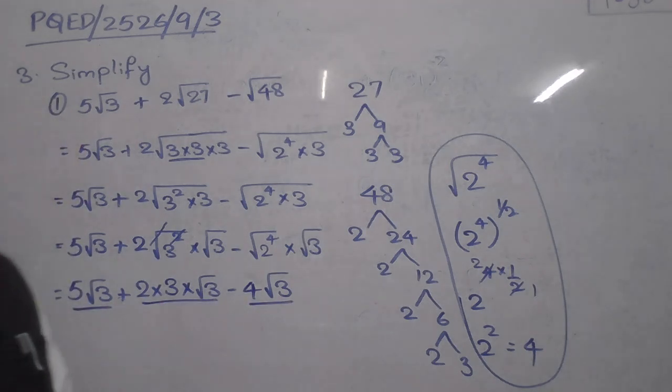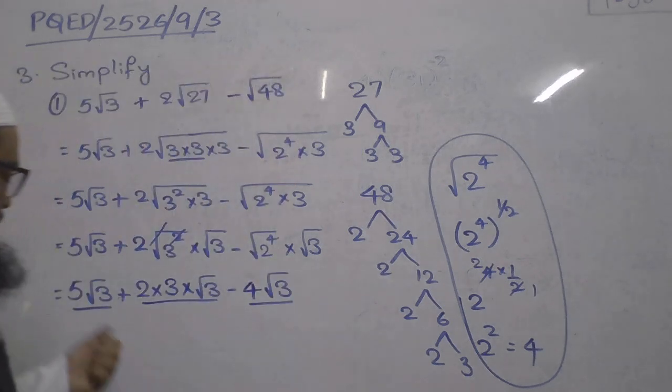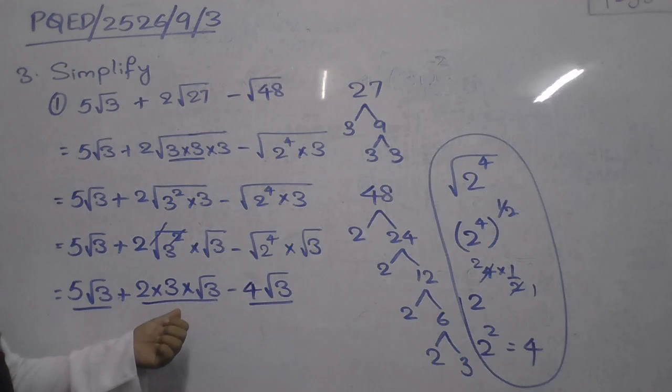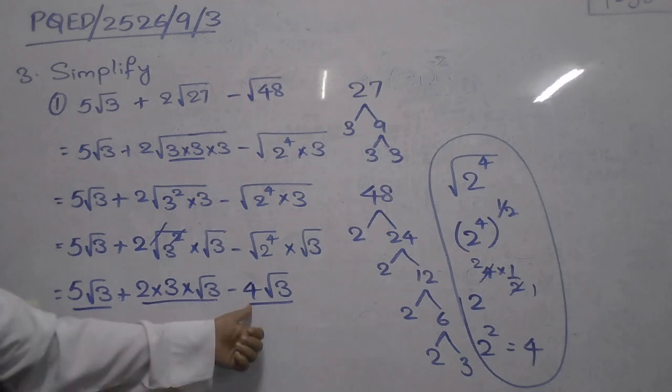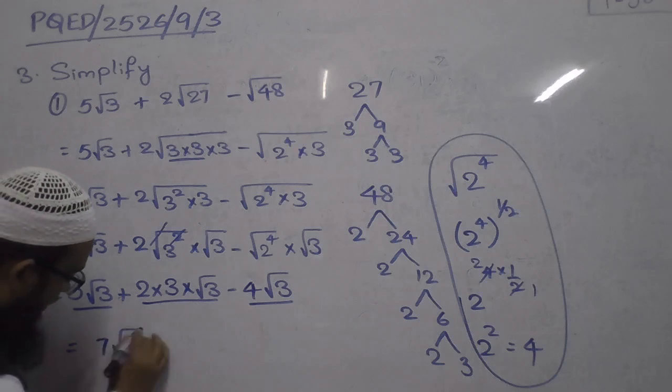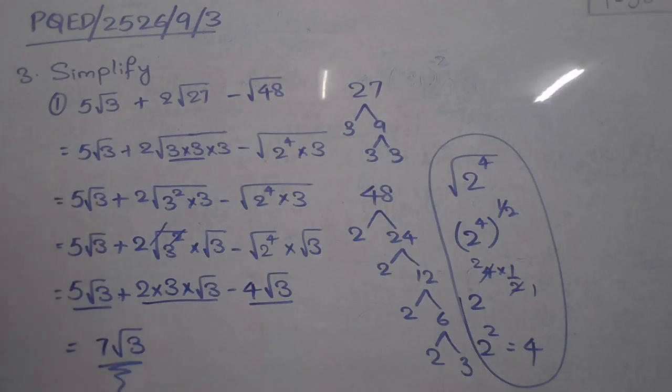So can you simplify? These are like terms, right? So 5 root 3 plus 2 3s are 6, 5 root 3 plus 6 root 3 is 11 root 3. 11 root 3 minus 4 root 3 is 7 root 3. So this is how simple.